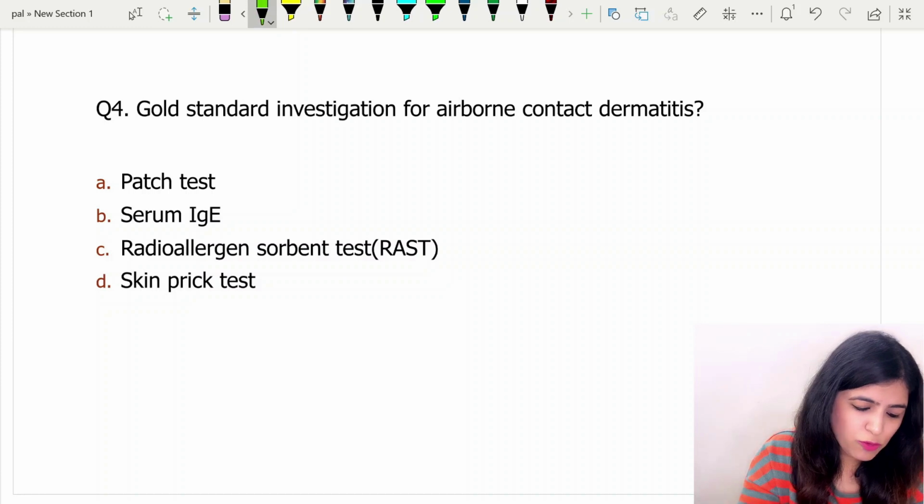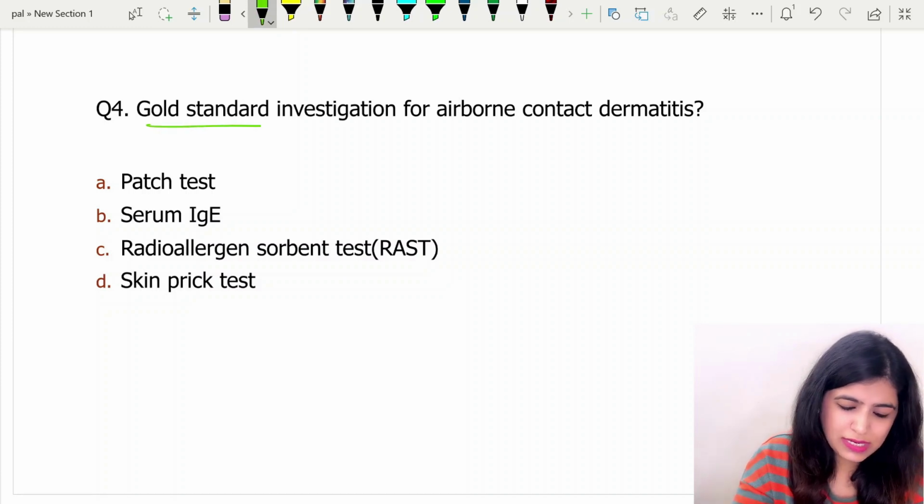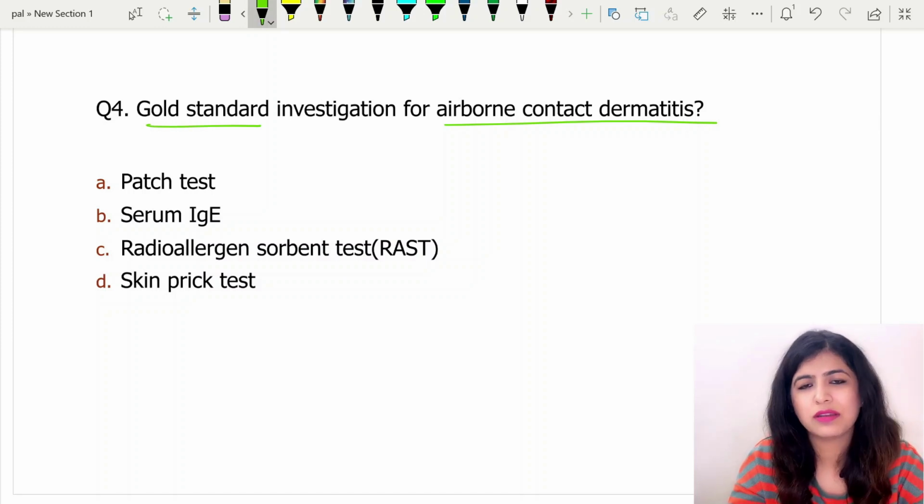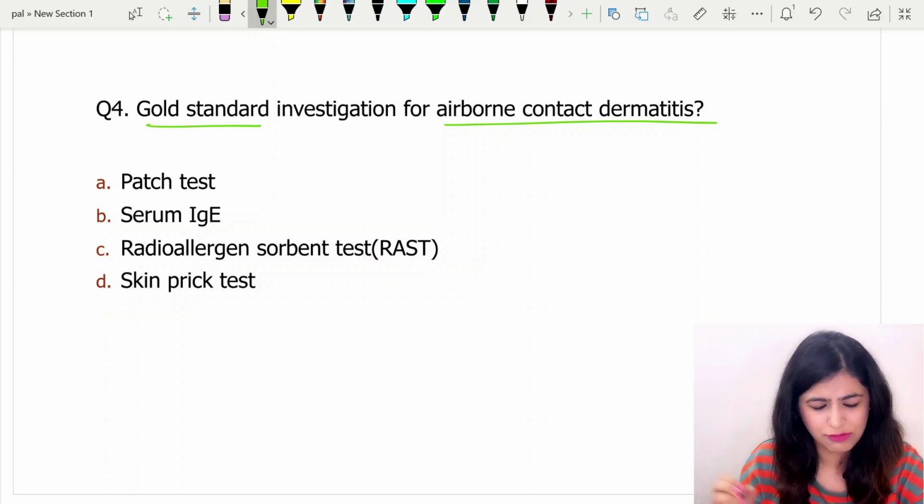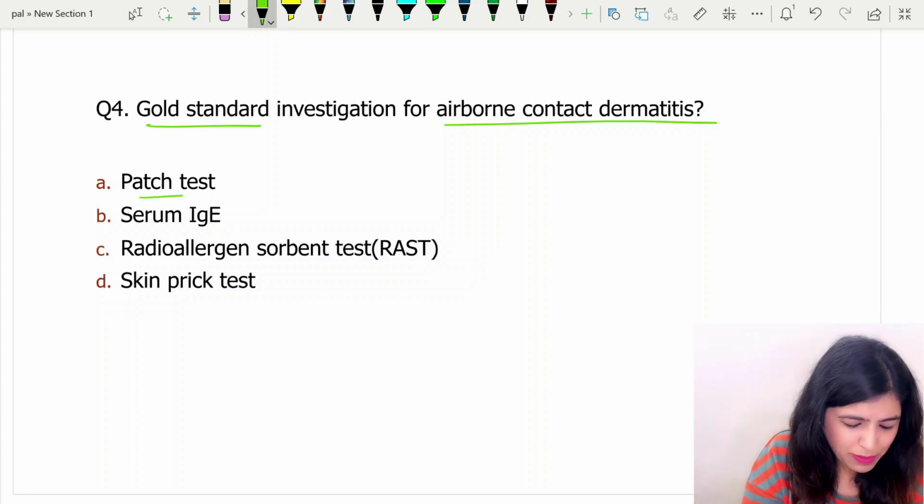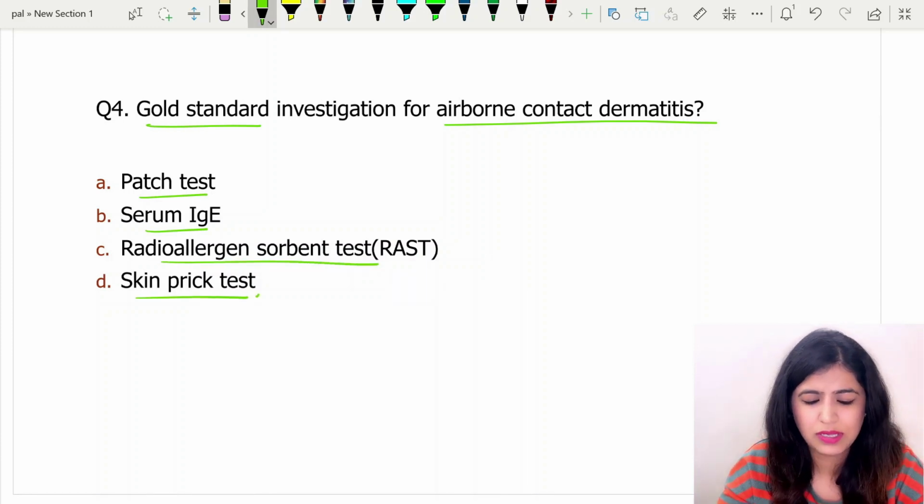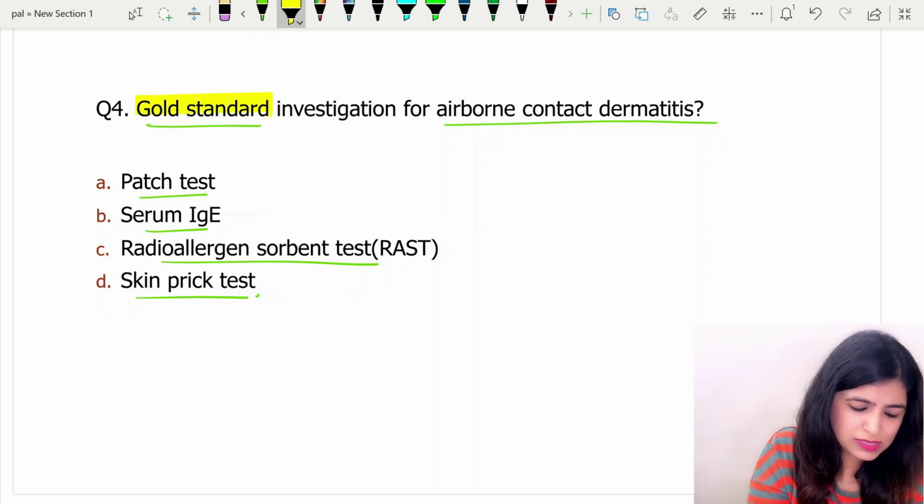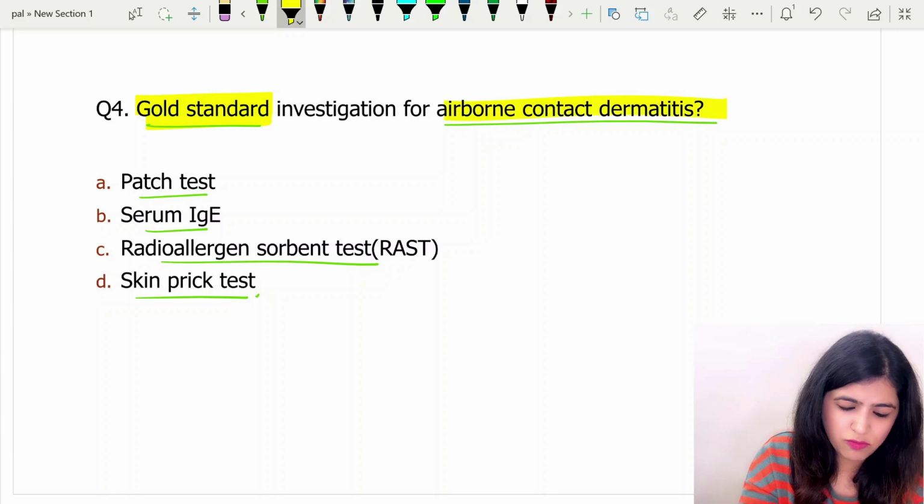Coming to question number 4, which is the gold standard investigation for airborne contact dermatitis. Again, a repeat asked multiple times across different exams. Options are patch test, serum immunoglobulin E levels, the radioallergosorbent test, and the skin prick test. Yes, I know all of you know the gold standard investigation for ABCD is the patch test.